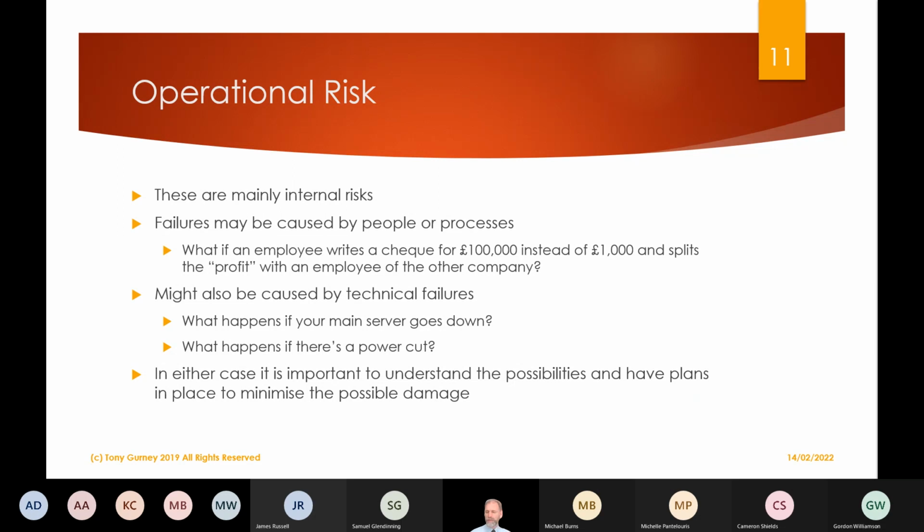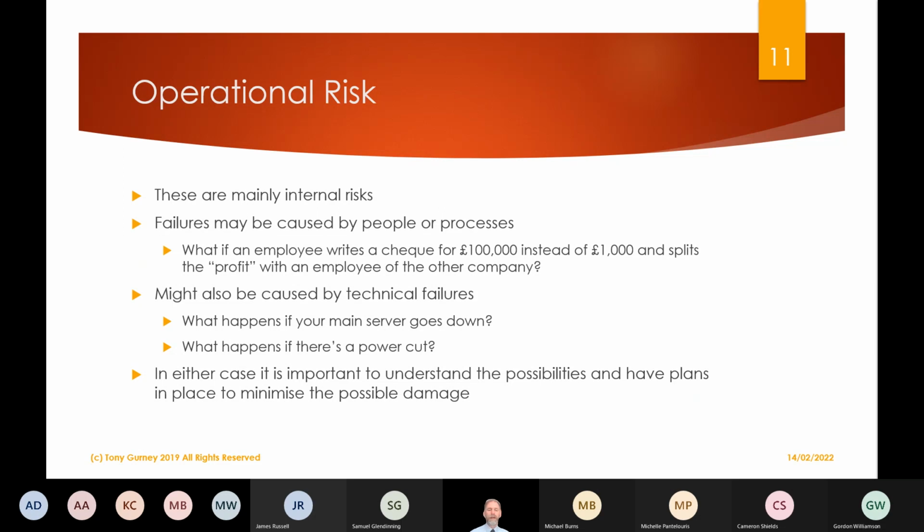Every organization has to continue to do business, whatever that business is and whether it's a business or not. It has to do what it was set up to do. So you need to examine the processes that are happening and try and identify where any risks may lie with those processes. And the example I've given there is one that follows on from our very first lecture.